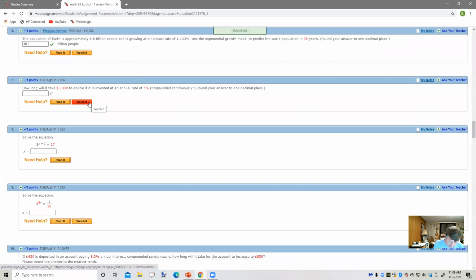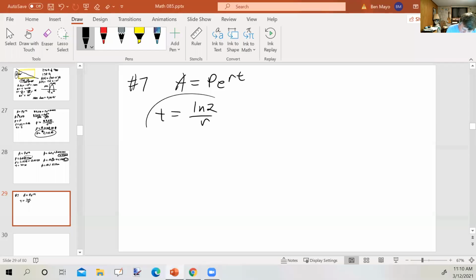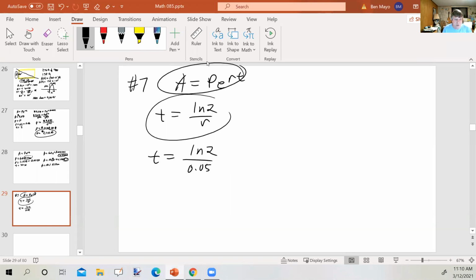All right, let's take a look at problem number 7. It says, how long will it take $3,000 to double if it is invested at an annual rate of 5% compounded continuously? Okay, so we could use the A equals P e to the RT, but we're wanting to double it. The time to double something that's growing continuously, we would use this formula. Now, you could use A equals P e to the RT and you'd get the same result, but it would take you longer.